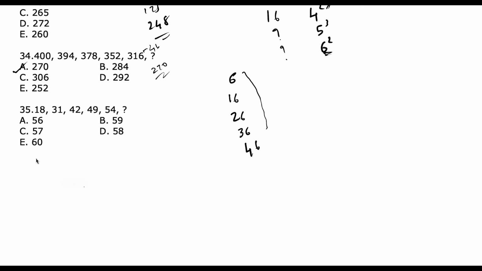Now we come to question number 35. The first number is 18, then it changes to 31. So there is a difference of 13. The next one there is a difference of 11. Then 42 to 49, there is 7, 49 to 54, 5. So here there is no definite increase or decrease. 13 becomes 11, there is 2 difference and then suddenly it becomes 4 and then it becomes 2 again. So we cannot find a pattern over there.